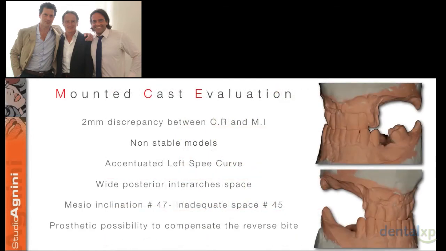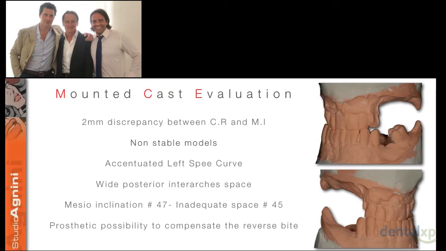Then we have the mounted cast evaluation. That is important for us, but it is also important for Luca, our technician, so that he also starts to gather information. We evaluate them, of course, mounted in an articulator, and we see that there is a 2 millimeter discrepancy between the centric relation and the maximum intercuspation. If we take the models in our hand, we can see that they are non-stable.